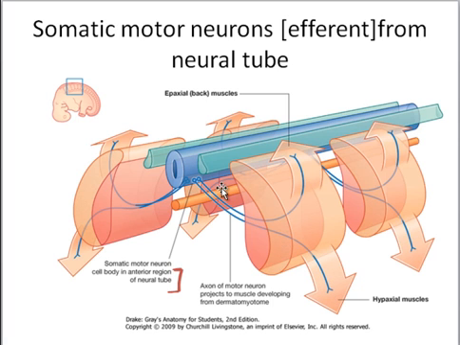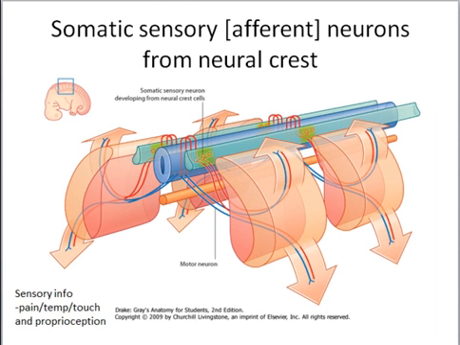And that's why looking at the picture is very important. So look at this axon of motor neuron projects to muscles developing from dermatomyotome. Do you see that? And look at this somatic motor neuron cell body in anterior region of neural tube. So if you are asked where do the motor neurons develop from, they develop from the neural tube. Okay, so you can see on both sides they are developing. And notice the position, because you saw the ventral horn there. So therefore here also it's from the anterior region. Now let's look at sensory fibers.